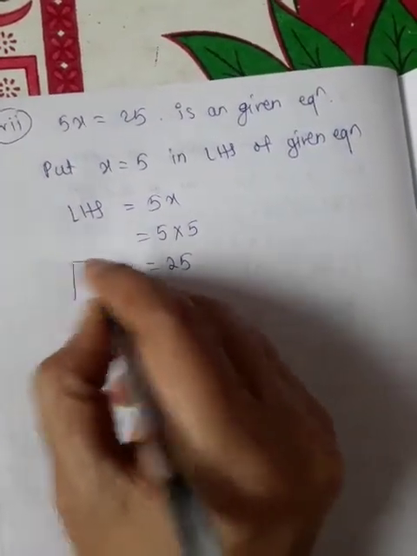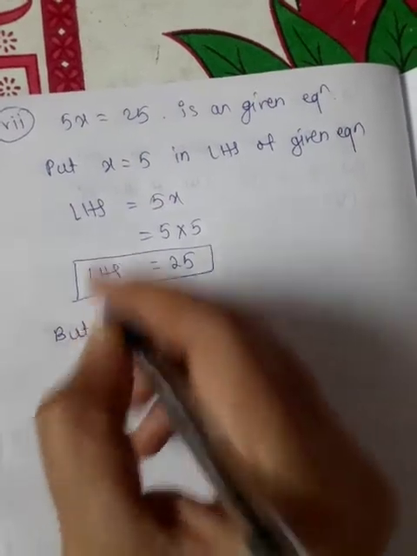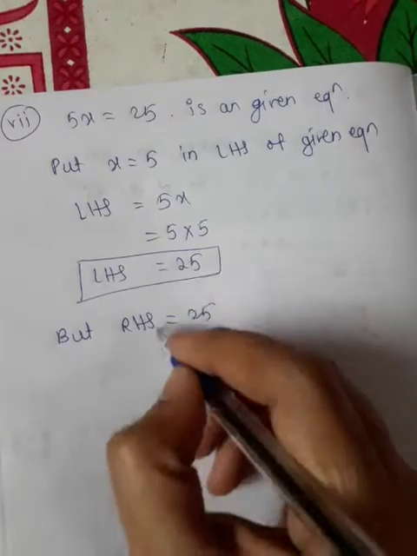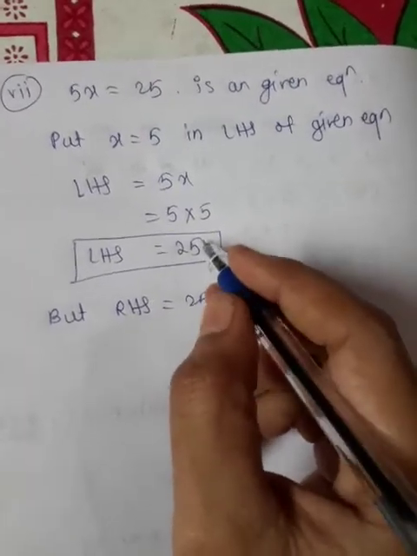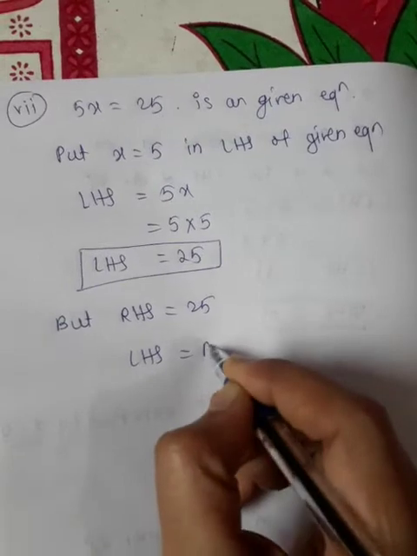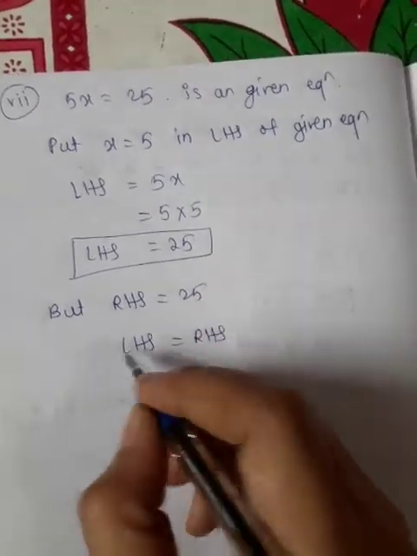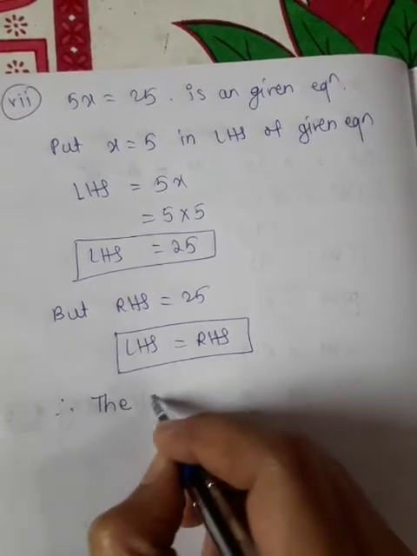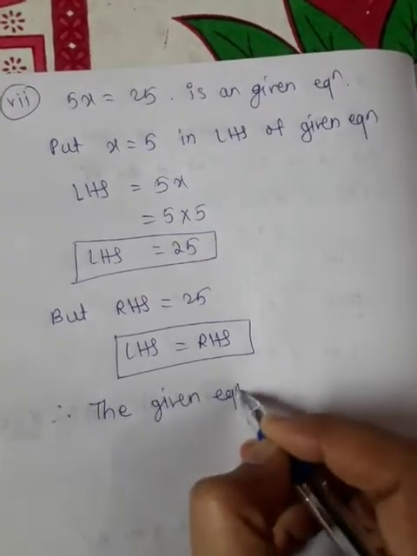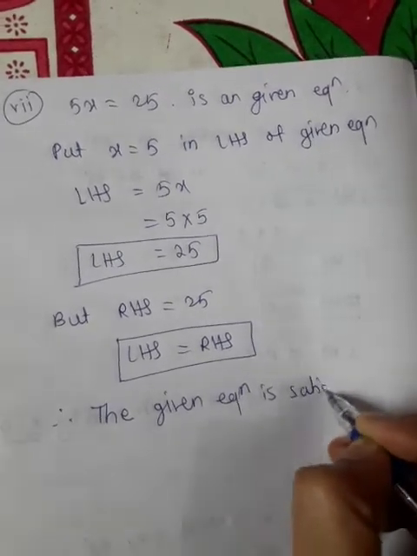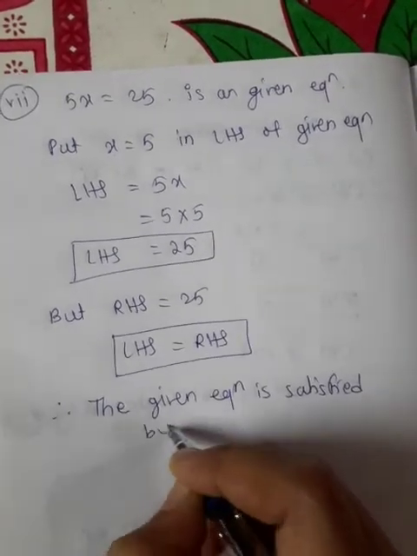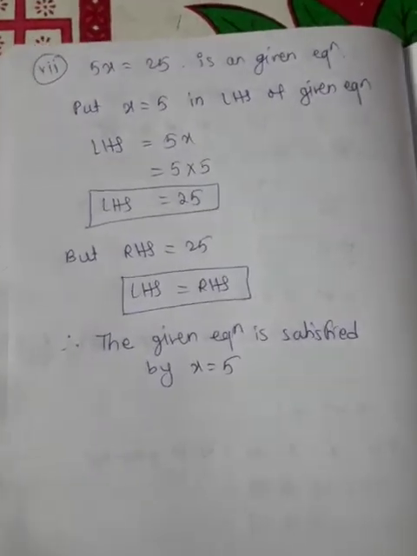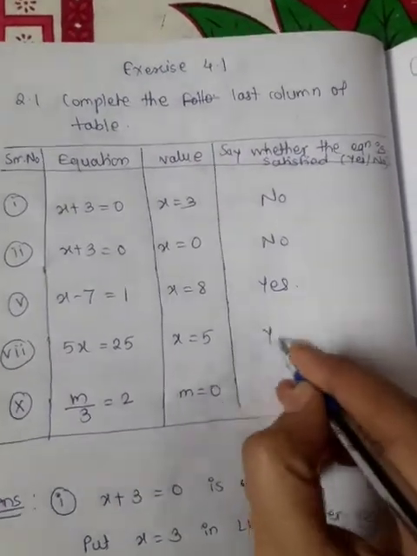So we get the value of LHS is 25, but what is the RHS? RHS is also 25. So if we compare these two, then you can say that LHS is equal to RHS. They have the same value, so LHS is equal to RHS, therefore the given equation is satisfied by x is equal to 5, or you can write x is equal to 5 is the solution of the given equation. So here write S.